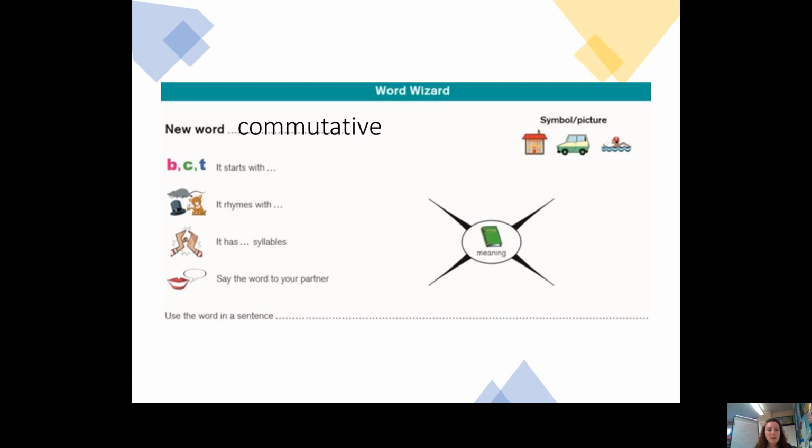So commutative means a calculation where you can swap over the numbers and you still get the same product. For example, we can do this with addition. 2 add 3 equals 5. We can swap over the first 2 numbers, 3 and 2, and the product is always 5. We also know that multiplication is commutative. So 5 times 2 equals 10, or 2 times 5 equals 10.